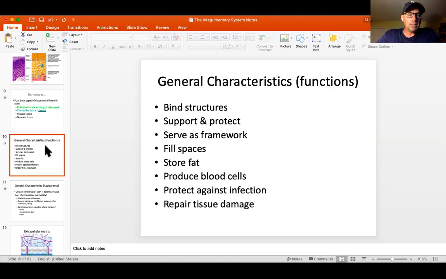So some general characteristics of connective tissue. Connective tissue binds structures together. It supports and protects structures. It serves as a framework. It fills spaces between organs, between cells. It stores fat. It produces blood cells. It helps protect against infection, and it helps to repair tissue damage. The key that we're looking at here is binding structures when we're talking about the dermis here.